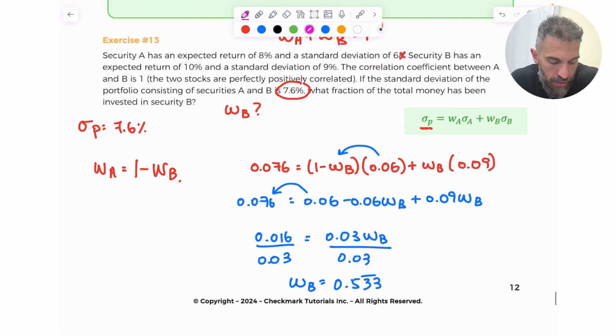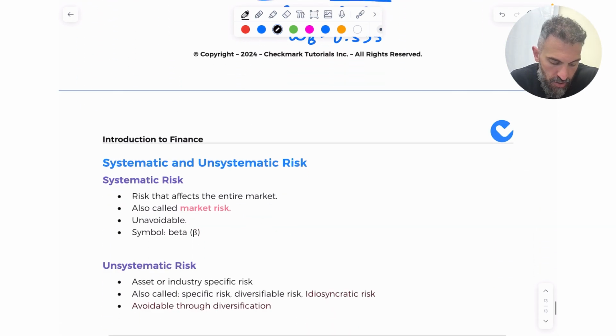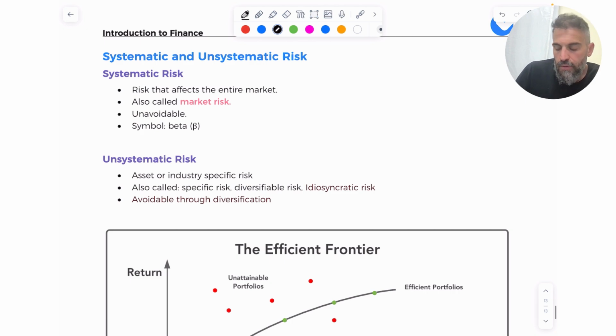Okay, great. Now we don't have much left. The rest is pretty much theory. So we've been talking about risk a lot in this chapter, and I said earlier that when you're measuring risk, you measure it with the standard deviation, but that's if you're trying to measure total risk.